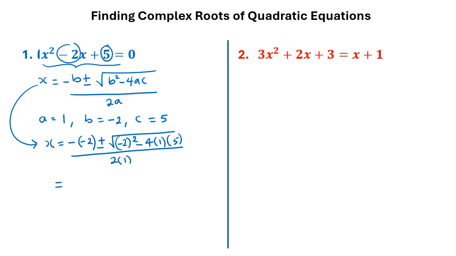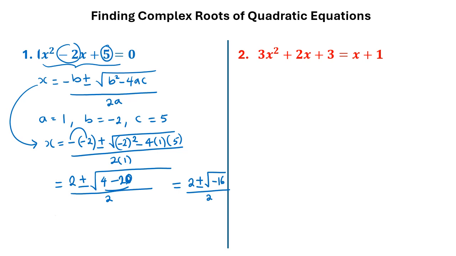Simplifying further, I know that negative times negative is positive, so I'm going to get positive 2 plus or minus the square root of negative 2 squared, which is 4, and then minus 4 times 1 times 5, which is negative 20, my bad, negative 20, and then I'm going to divide by 2. From here, simplifying, I get 2 plus or minus the square root of 4 minus 20, which is negative 16, divided by 2.